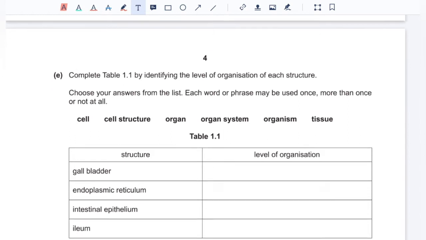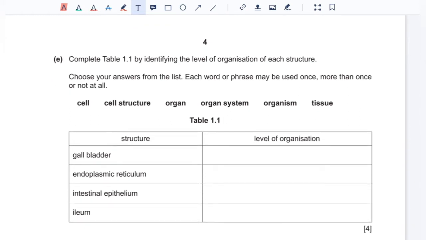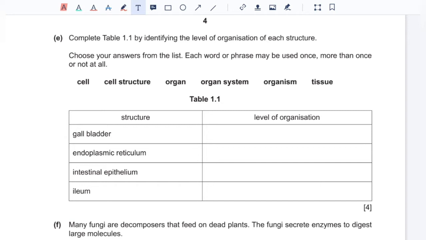E. Complete table 1.1 by identifying the level of organization of each structure. Choose your answers from the list. Each word or phrase may be used once, more than once, or not at all. Gallbladder is an organ. Endoplasmic reticulum is a cell structure since it's found inside of a cell. Intestinal epithelium is a tissue since it is a group of similar cells working together. And ileum is an organ since it is part of the small intestine.